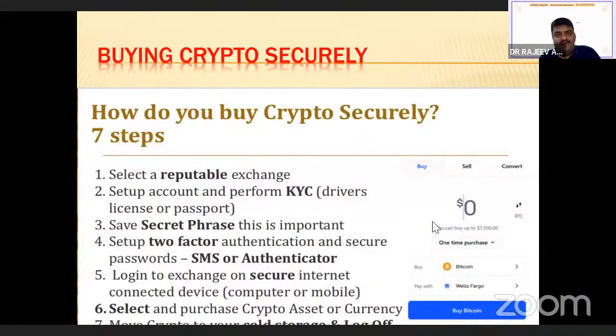Now, how to buy cryptocurrency securely? 7 steps. You have to have a reputable exchange. The exchange or the wallet which you select, that is very important. You cannot select a wallet which has weak security. So the wallet is very important, because if you do not have a good wallet, you can end up losing all your money. You have to set up an account with KYC.